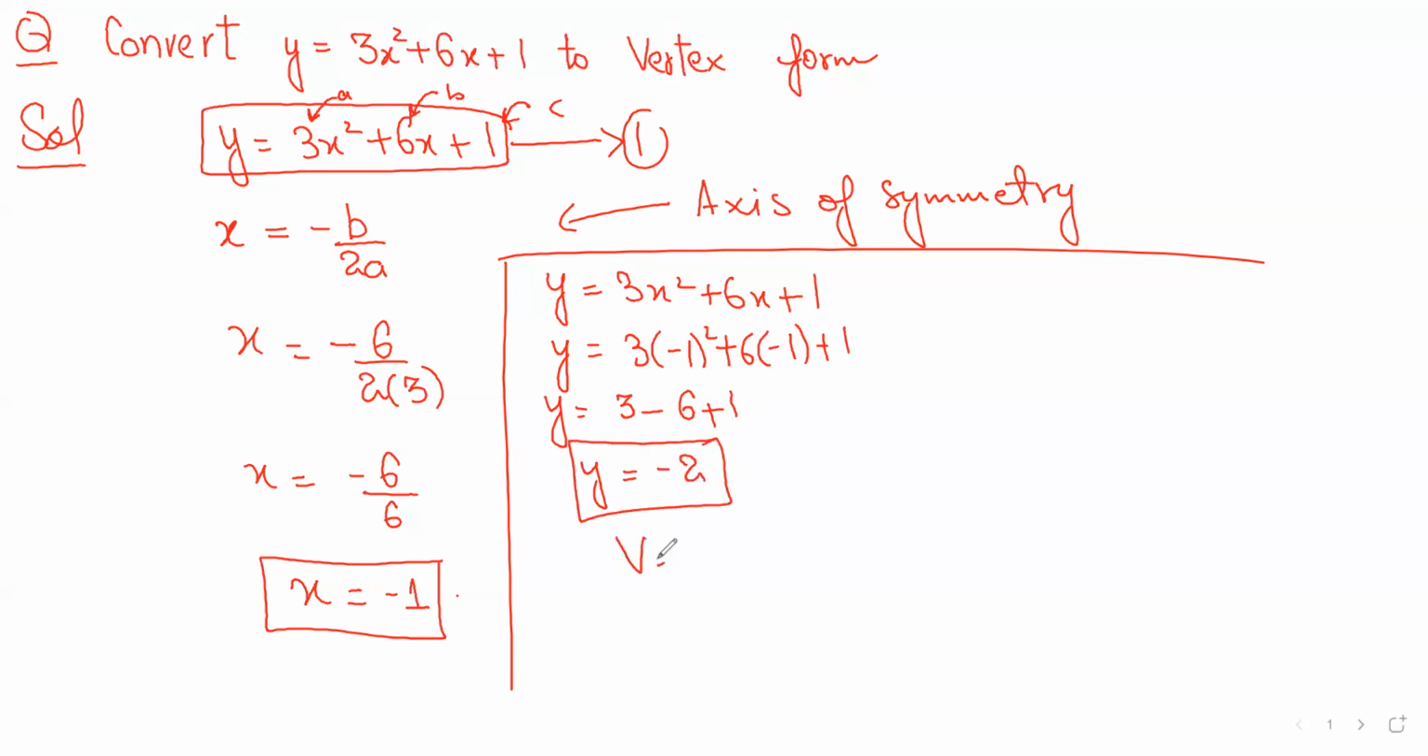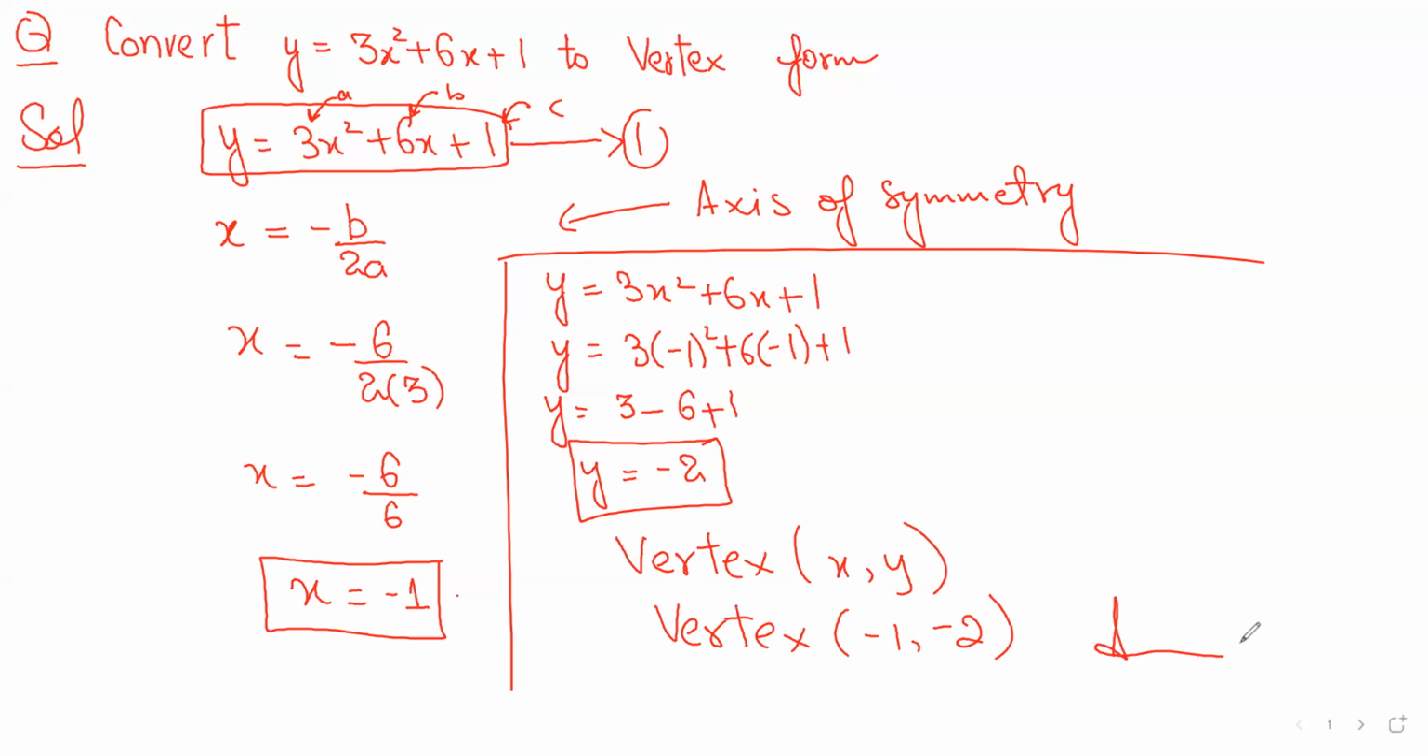As we know, whenever we have to write the vertex, the vertex is actually the x and y values. So I can write my vertex as negative 1, negative 2. This is my answer for the first question.